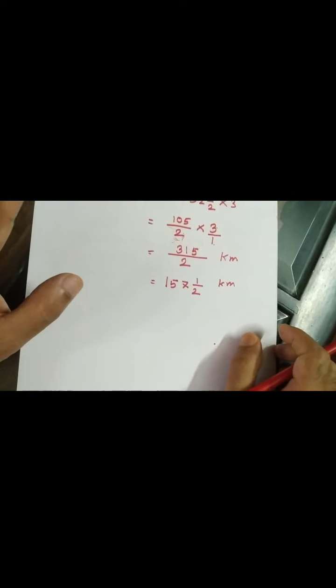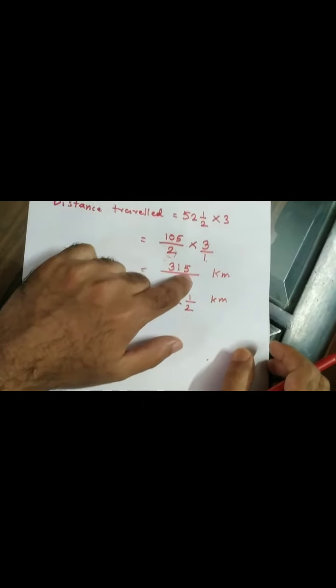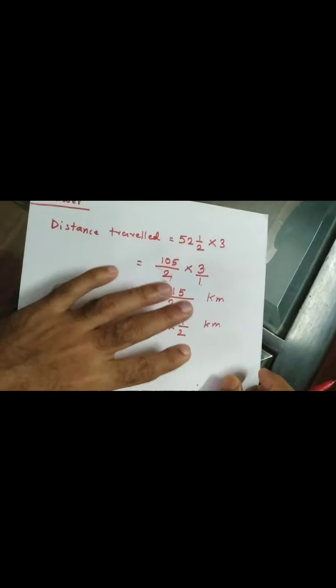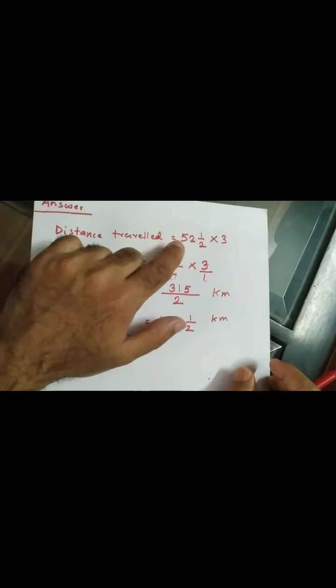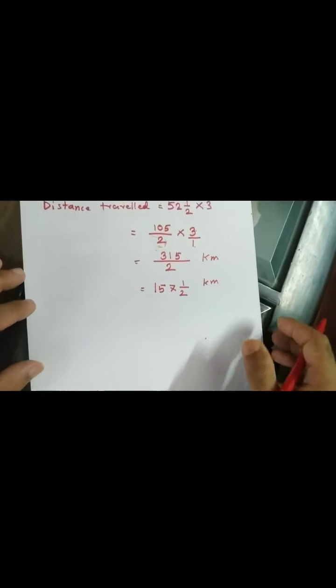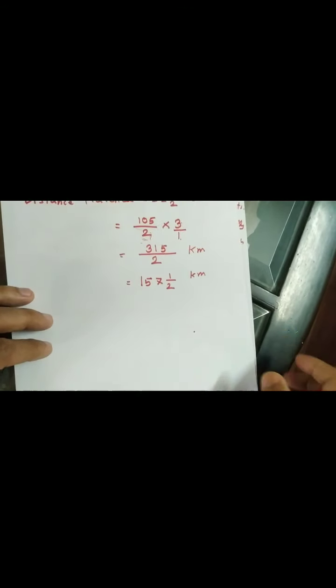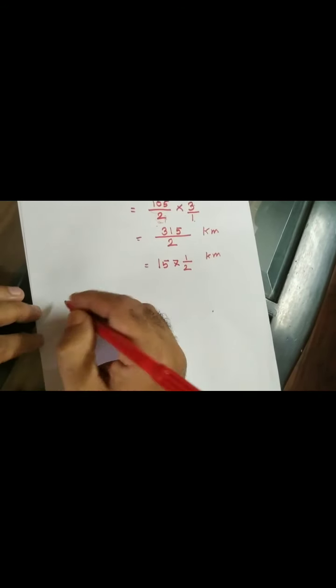So in 3 hours the train travels 315 by 2 kilometers, or 157 and a half kilometers, at the speed of 52 and a half kilometers per hour. So let's wrap up this discussion with another simple example on multiplication.